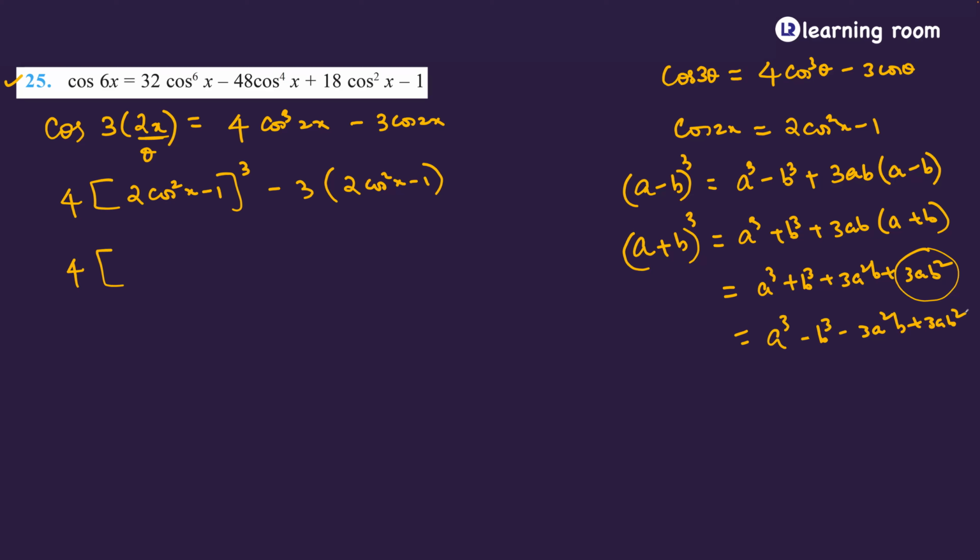What he told is right only. But it will be minus 3AB into A minus B. Okay. So, this is wrong. It will be minus 3AB into A minus B. So, take that and substitute it here.